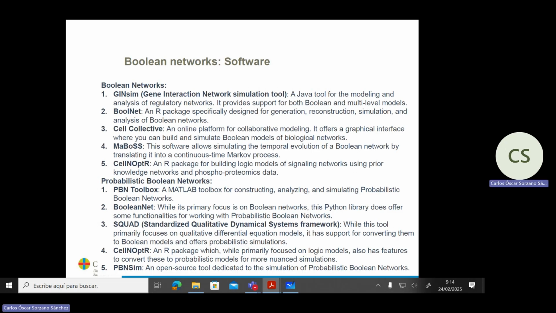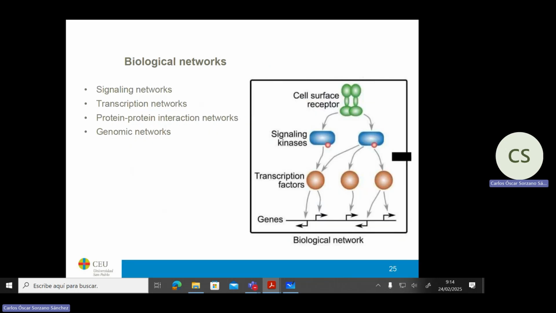And then here you have different programs and libraries to work with these Boolean networks. And there are networks at all kinds of levels. We are mostly concerned in this course with the cell and molecular networks. And then you have signaling networks, transcription networks, protein-protein interaction networks, genomic networks. And for each one of these networks, you can put the models that we have explained. So we can put a plane graph, we can put a Bayesian network or a Boolean network.